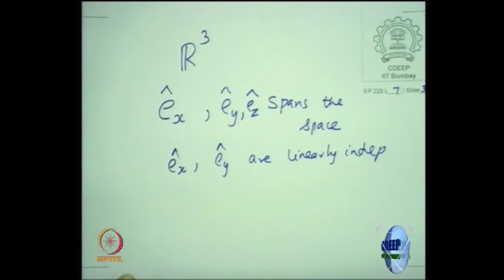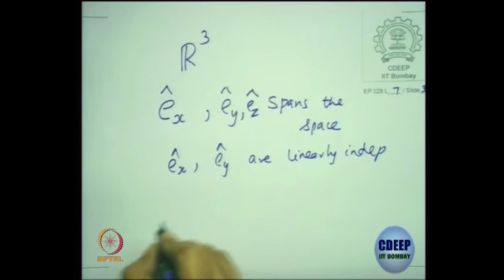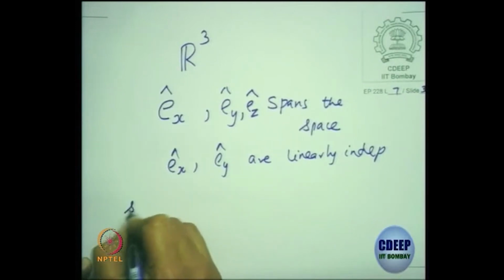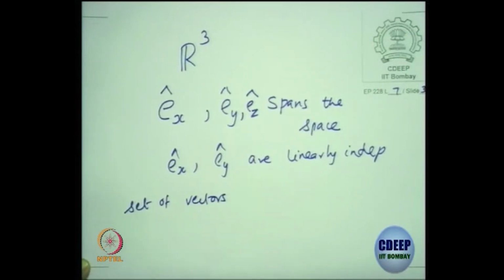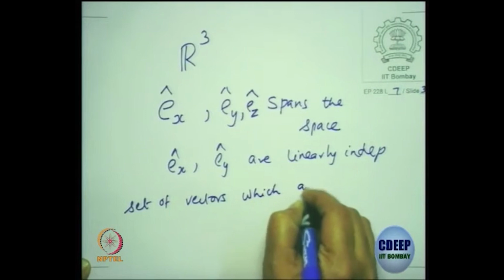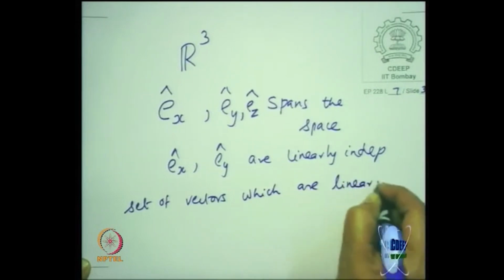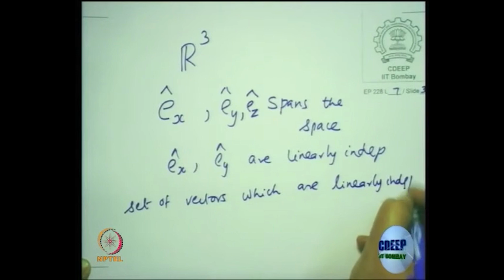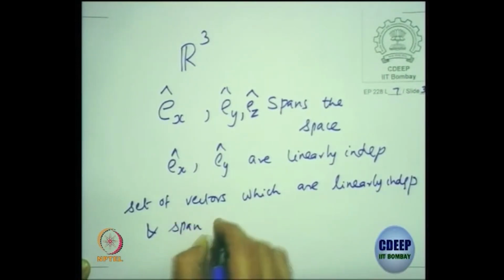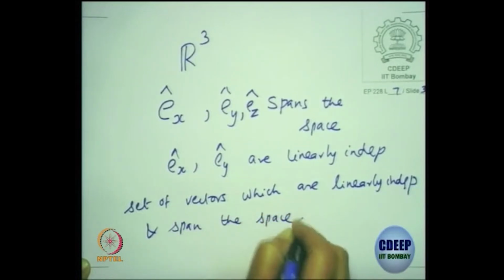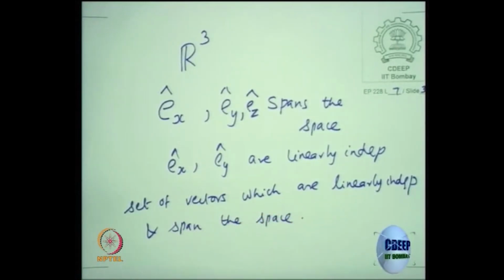So you should have a set of vectors which are linearly independent and what? And span the space. This is very important. You can't just look at a set of vectors which spans. This is not the only one which spans the space. You could have defined something else which spans the space.